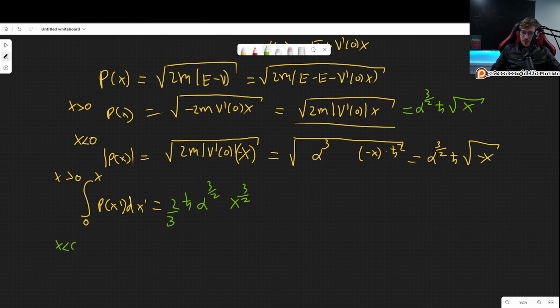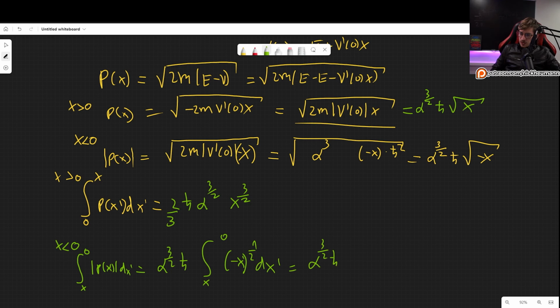So now x smaller than 0, this will be an integral, right? This is a non-classical region. We go from x to 0, right? 0 is where we end the region, so we have to do it like this. And that is the absolute value of the momentum this time. So by doing this, we just plug this in. We get alpha 3/2 h bar, and then we integrate from x to 0 of minus x to the 1/2 dx prime, of course. And then, well, our constants, they don't change.